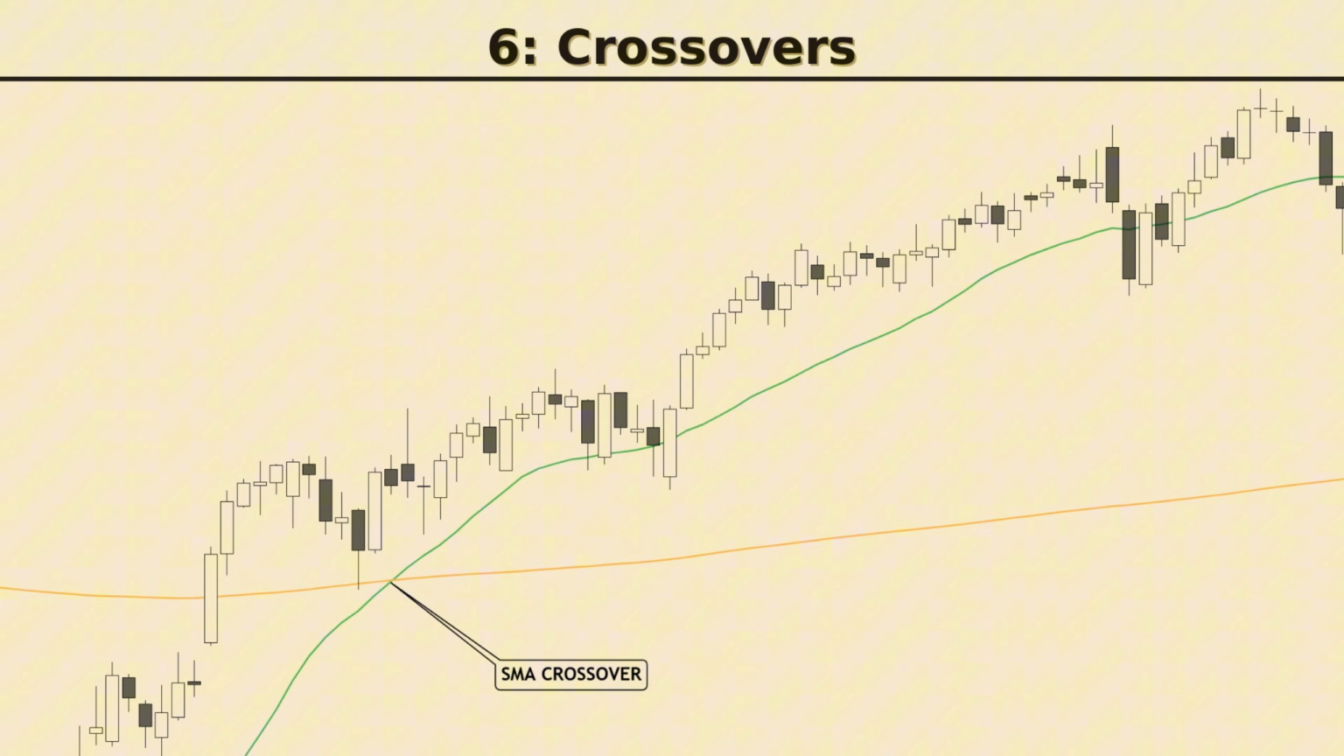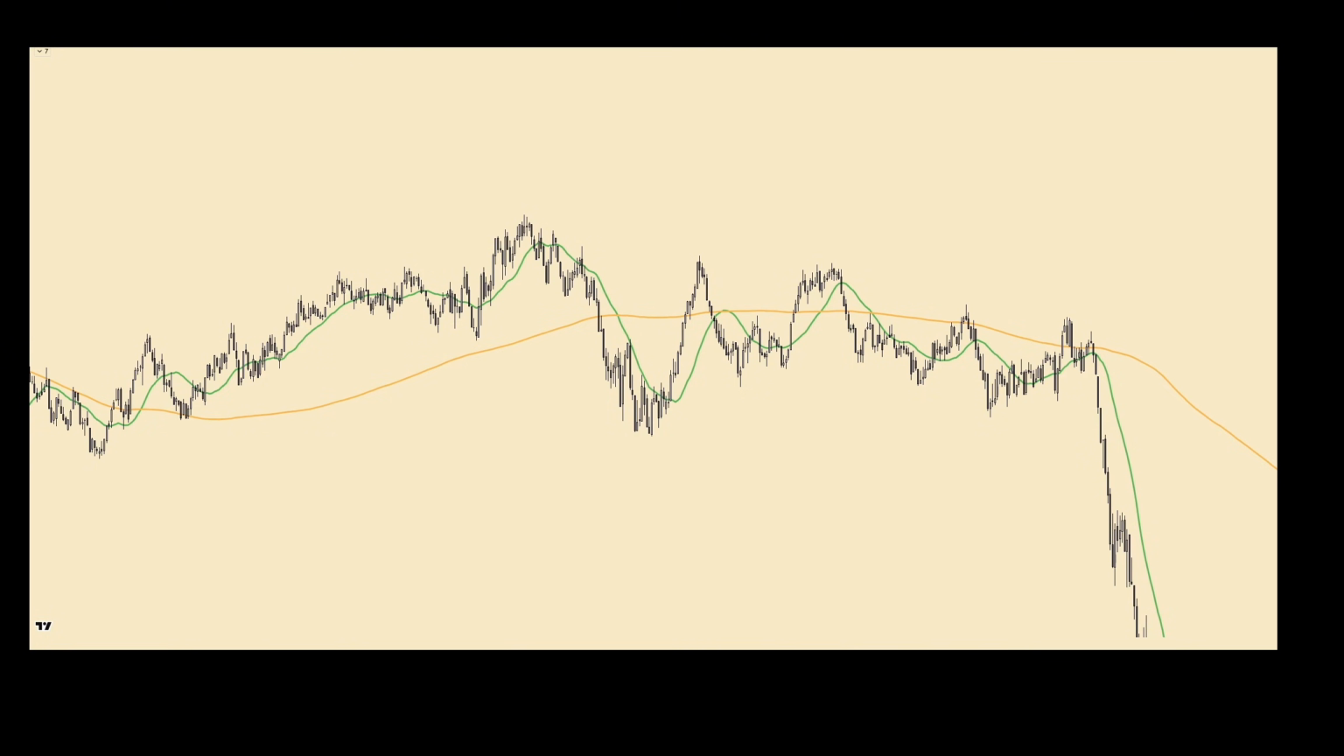Method 6 is the crossover. Most traders are taught that when the 20 SMA crosses the 200 SMA, it's an automatic signal to buy or sell. But if we trade every cross blindly, we will get chopped to pieces. We have to tell the difference between a real structural reversal and a fake out. If the moving averages are crossing while the lines are flat, like the tangle we talked about earlier, that cross means nothing. It's just noise.